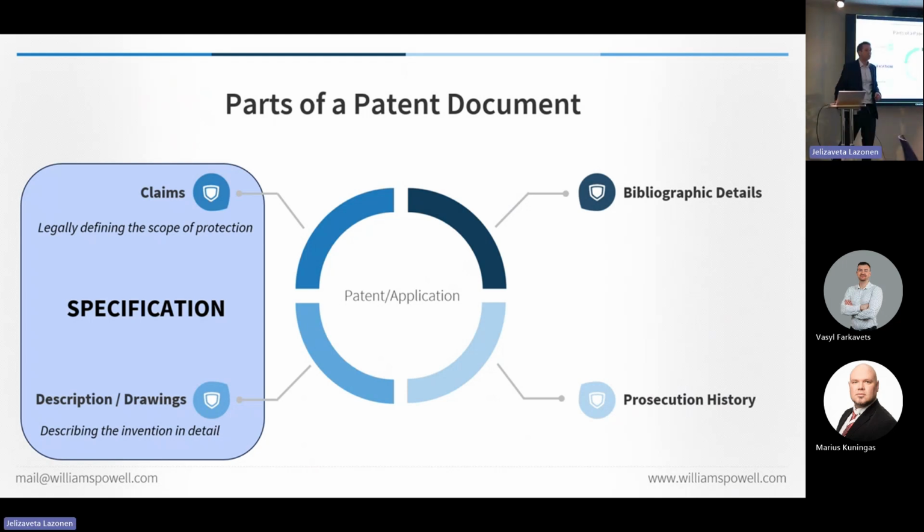A quick question in between there. So 18 months is the mandatory publication, but sometimes when you search, you see patent applications that are younger than that. Would you mind illuminating why that is and why someone might want to have their patent published earlier?